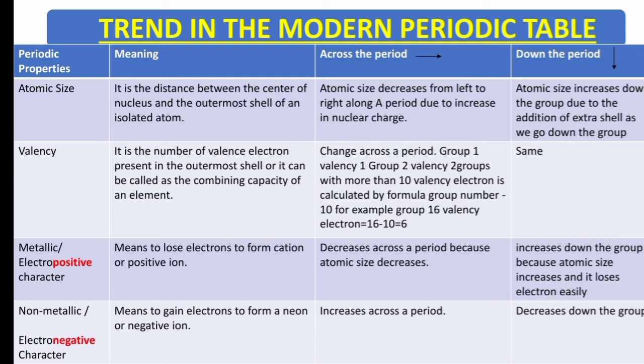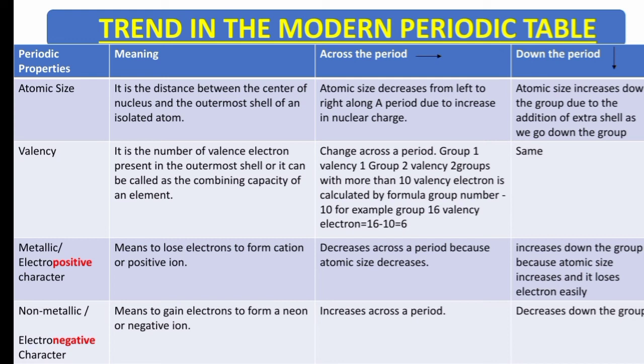Now let us go through the trends in the modern periodic table. The periodic properties can be arranged in the form of atomic size, valency, metallic or electropositive character, and electronegative character. First let us see what is the meaning of atomic size. Atomic size is the distance between the center of the nucleus and the outermost shell of an isolated atom. Now what happens to this atomic size as we go across the period and down the group?